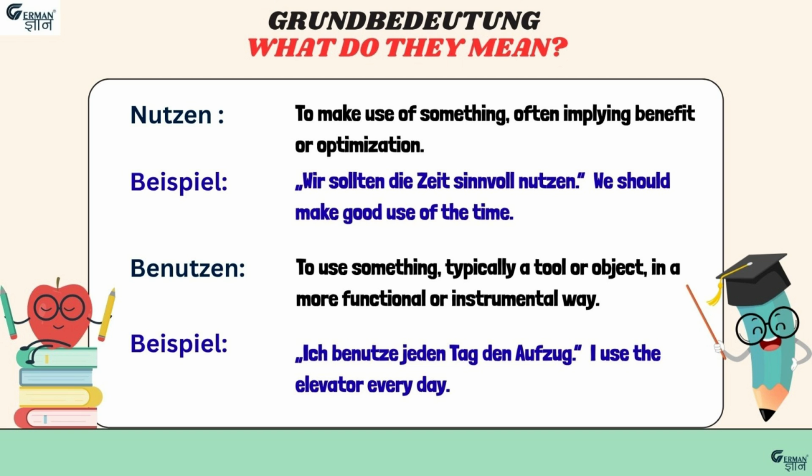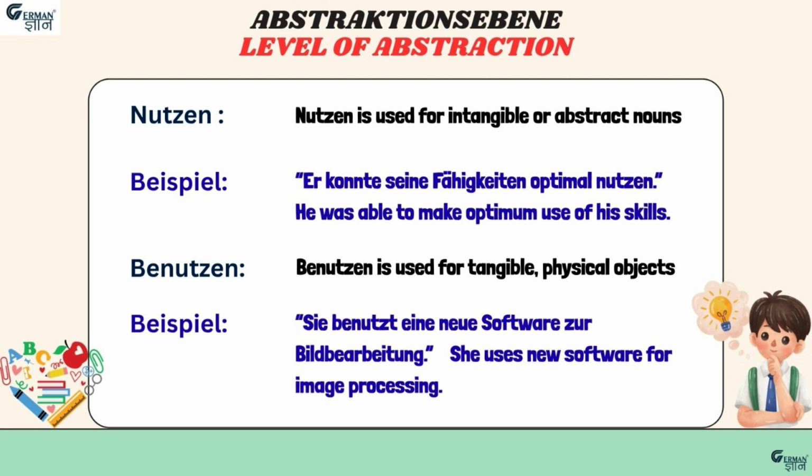The second verb is benutzen. It means to use something, typically a tool or an object, in a more functional or instrumental way. For example, ich benutze jeden Tag den Aufzug means I use the elevator every day. Now, just think of Nutzen as profiting from and Benutzen as using like a tool.